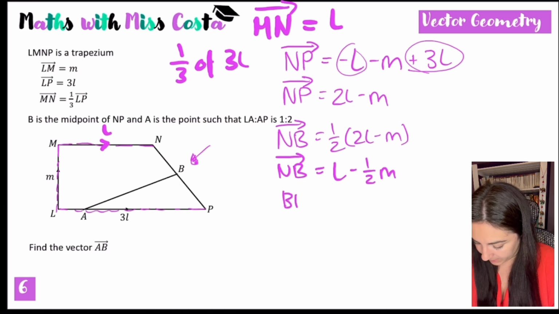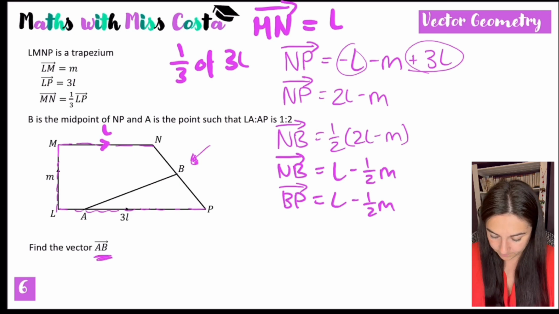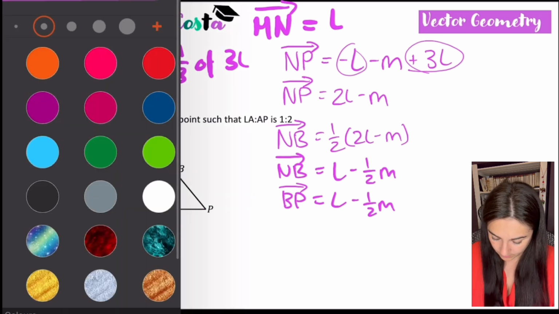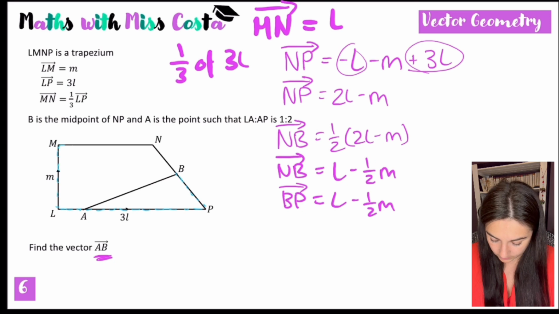And therefore also BP would be L take half M because it's the same. So I am asked to work out the vector AB. So how can I get from A to B? Well, I can either go along here or I could go along here. So what do I want to do? Let's just have a think.